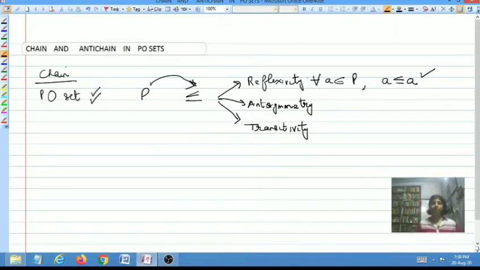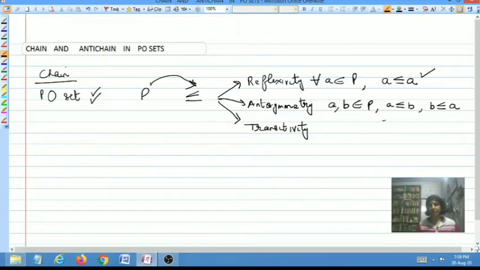Then coming to antisymmetry: you pick up any two elements A and B belonging to P, and let's say A is related to B and B is related to A. If these two conditions together imply that A is equal to B, and this happens for all such pairs, then you say that antisymmetry is satisfied. So this is the second condition for a set P to be a PO set.